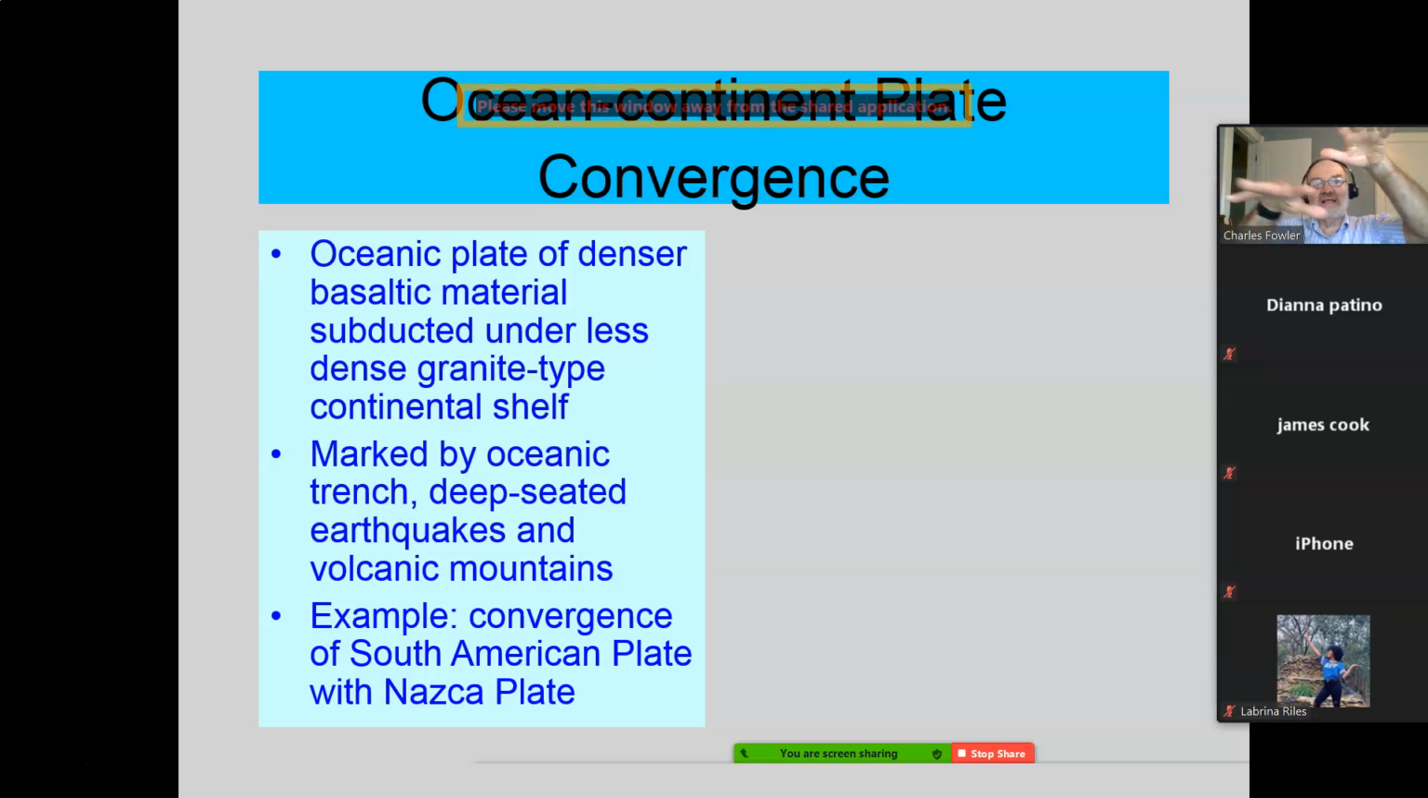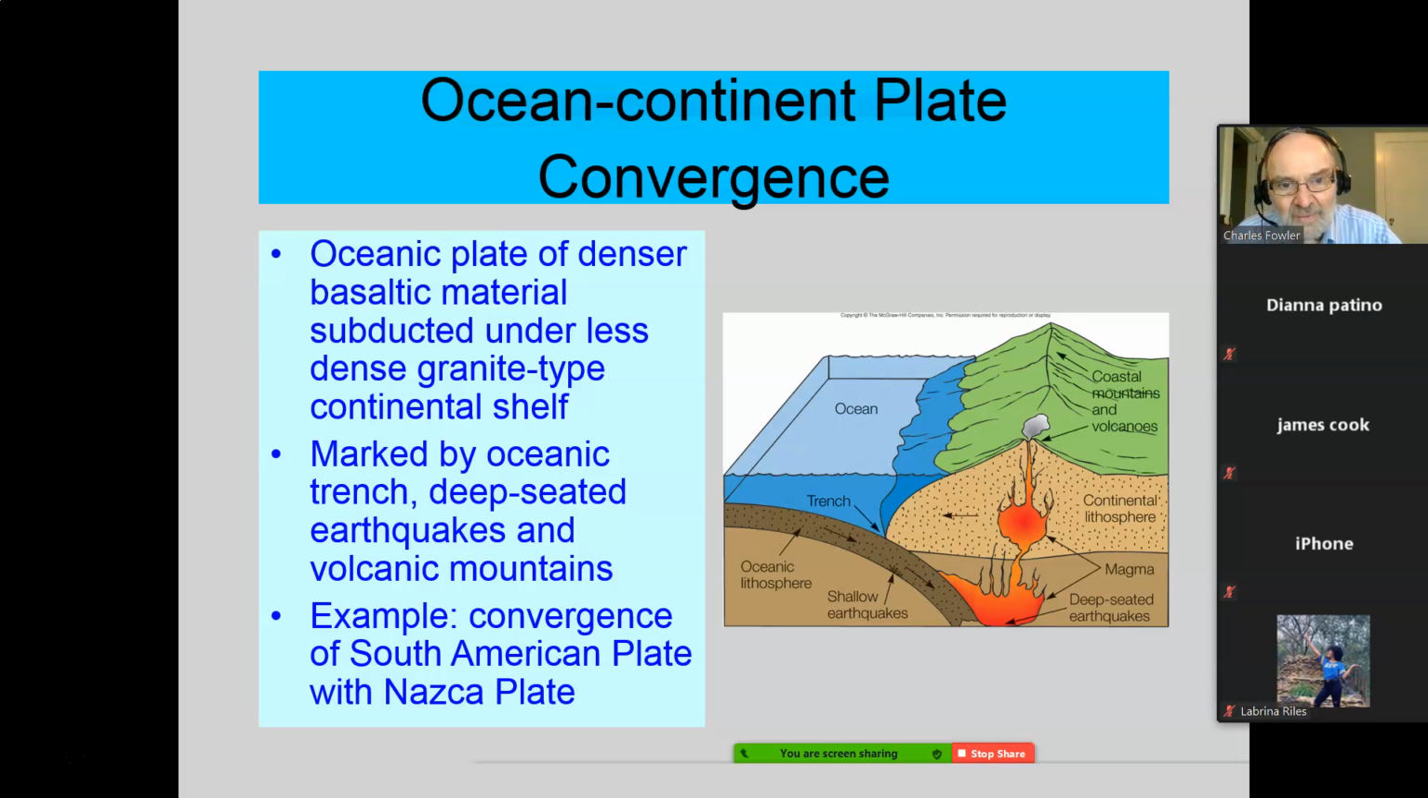First, the ocean-continental. The thinner, more dense oceanic plate subducts under the less dense, thicker continental plate. The oceanic plate of denser basaltic material subducted under the less dense granite-type material of the continental shelf. Okay, let's see if we can see a picture of it. There it is. And this is why those trenches formed.